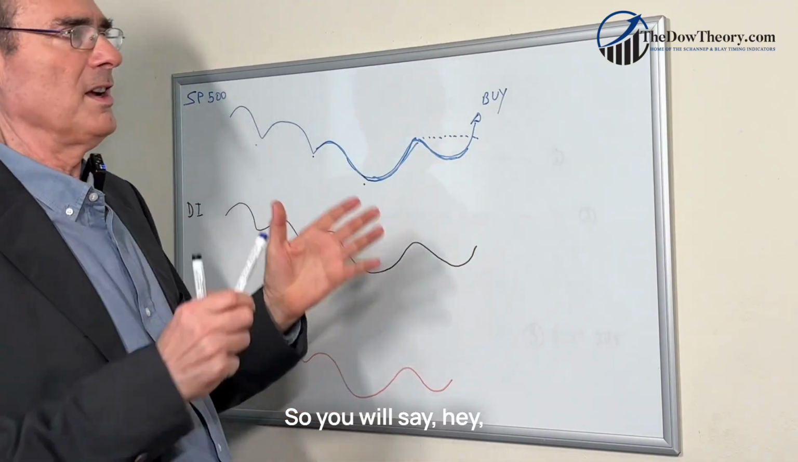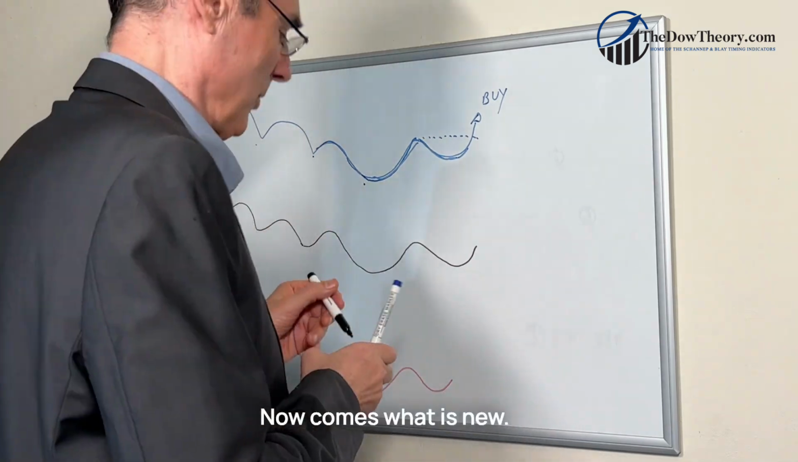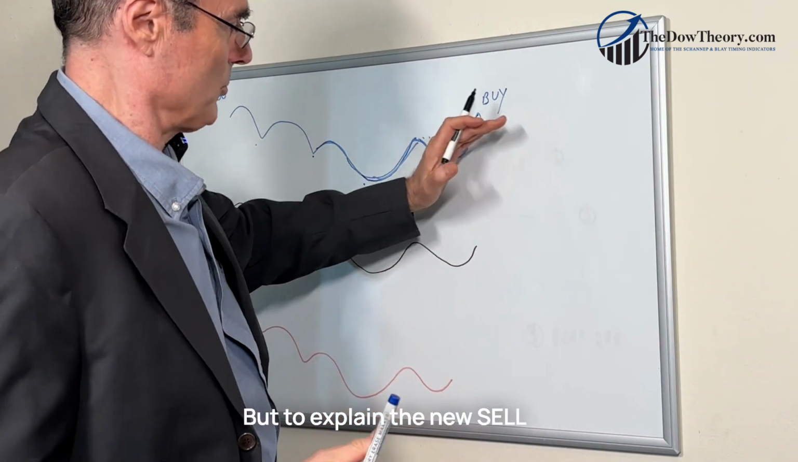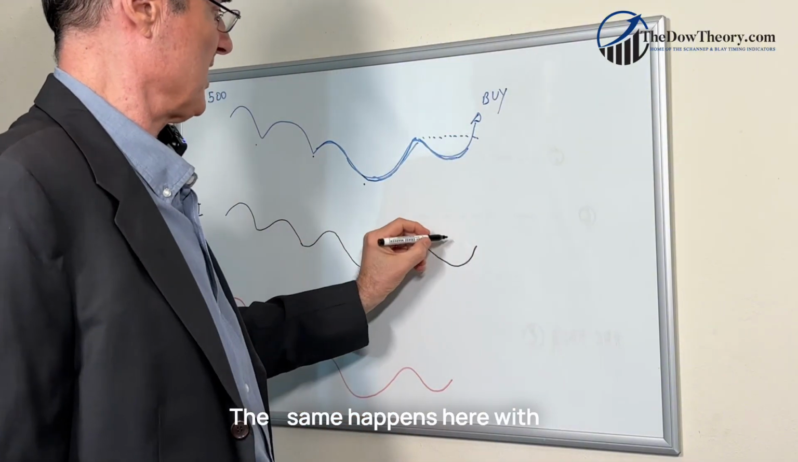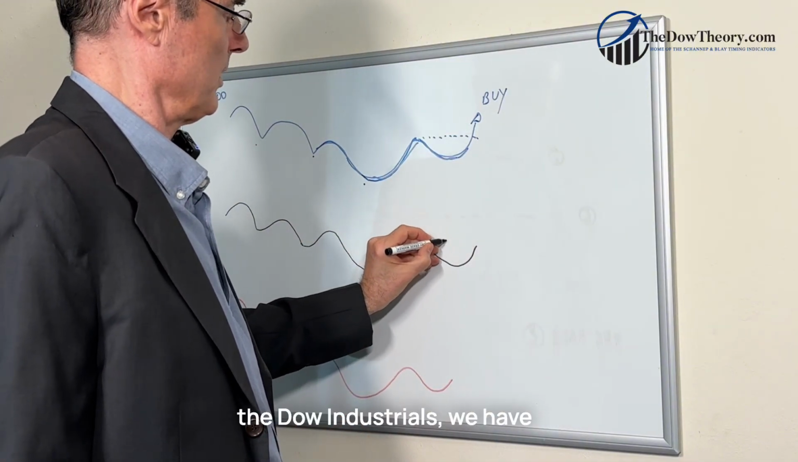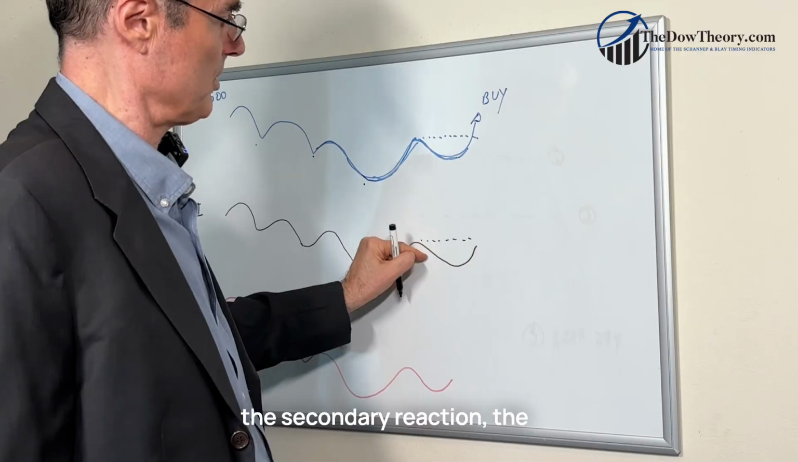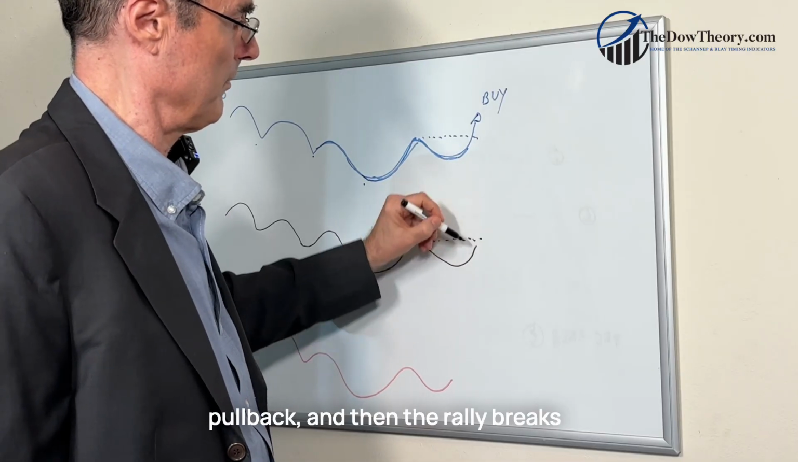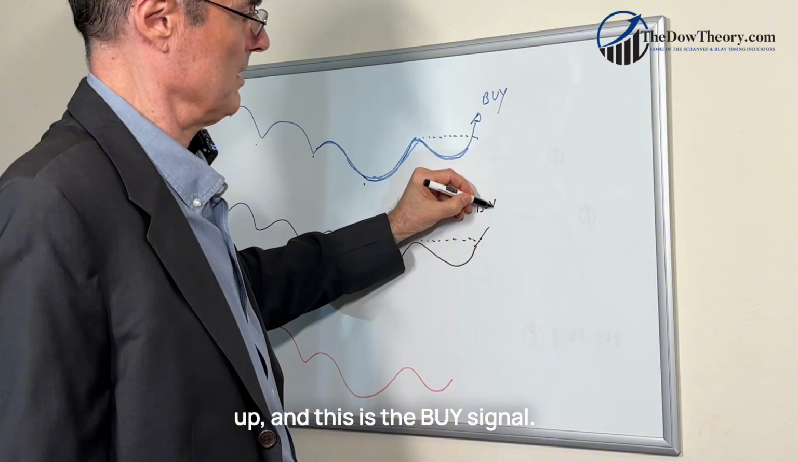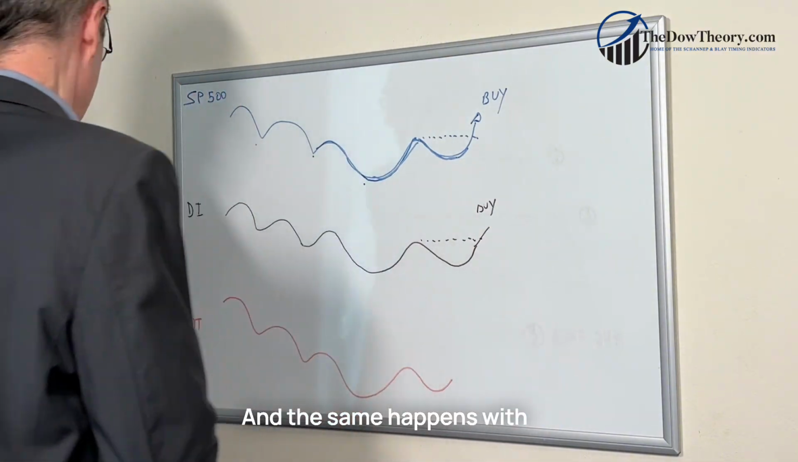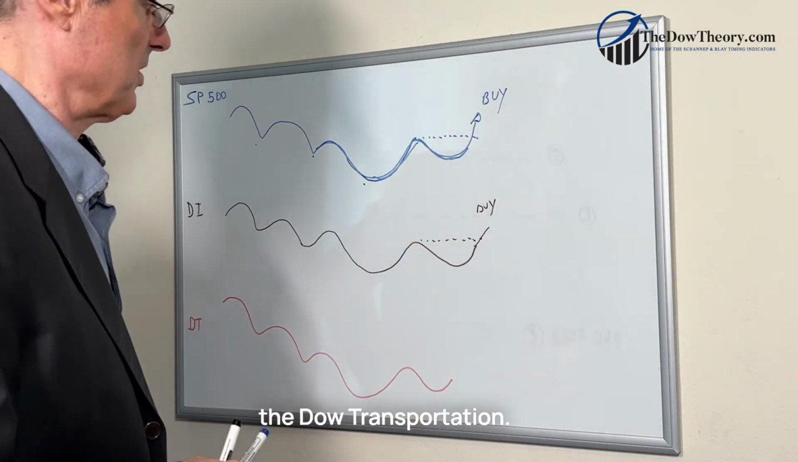So you will say, hey, this is nothing new. No, now comes what is new. But to explain the new sell signal, we have to go to this buy. The same happens here with the Dow Industrials. We have the secondary reaction, the pullback, and then the rally breaks up. This is the buy signal. And the same happens with the Dow Transportation.